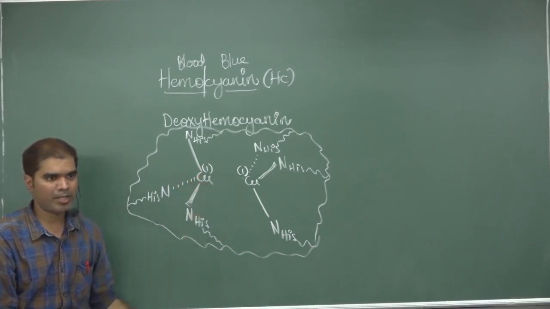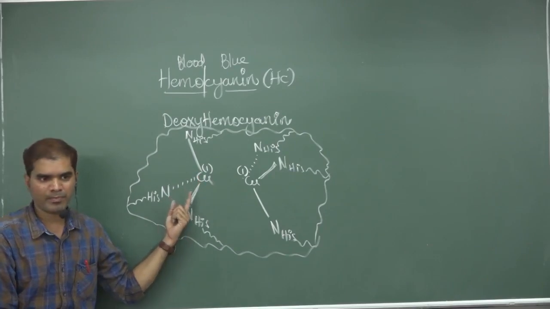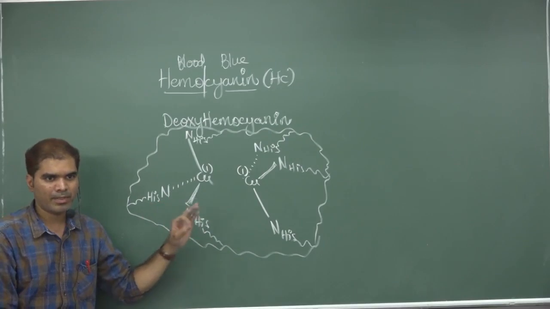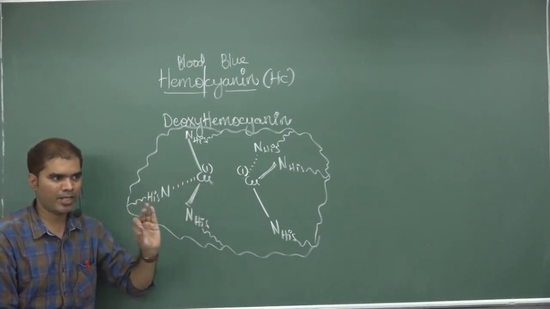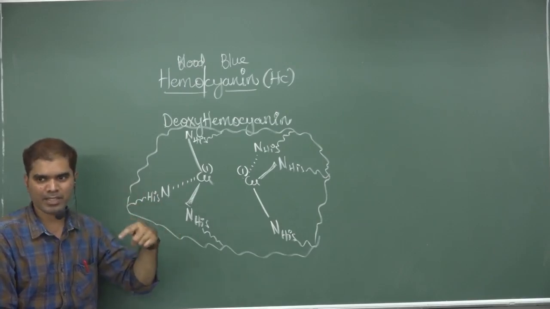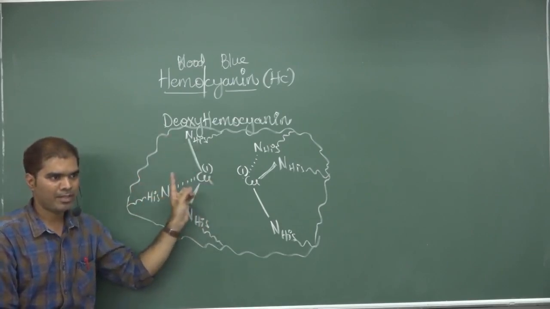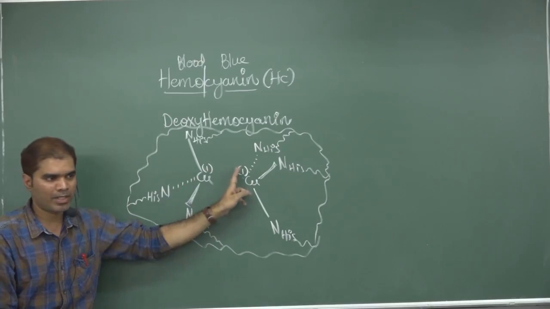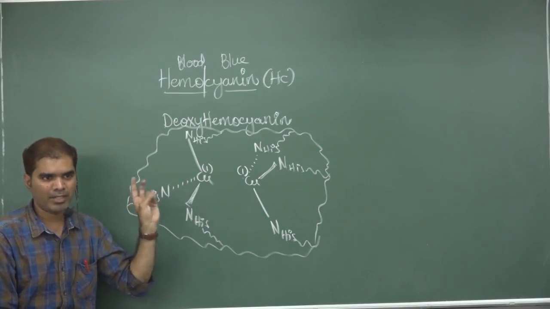D10. D10 means how many unpaired electrons? 0 unpaired electrons. So the magnetic property is diamagnetic. Deoxyhemocyanin is diamagnetic. There are no unpaired electrons, no d-d transitions, so you don't find any color. There is no possibility for ILCT, intraligand charge transfer transitions, because you don't find any porphyrin type of ligands. There is no LMCT, there are no other ligands. So deoxyhemocyanin is colorless and diamagnetic.